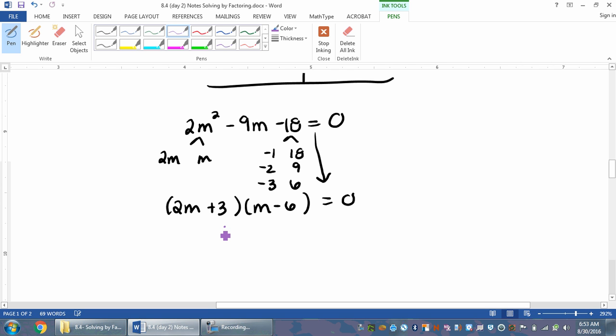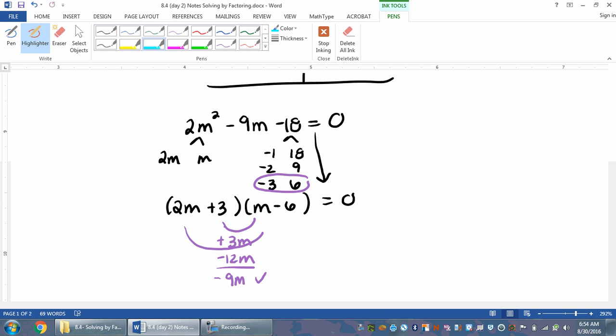Again, I don't know until I check the inners and outers. So I have plus 3m, oops, sorry, minus 12m, yep, that equals negative 9m. That was the correct combination. Again, the work in the purple is not part of the answer. It's just checking to see which combination.